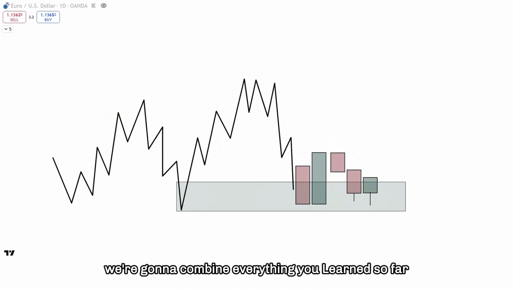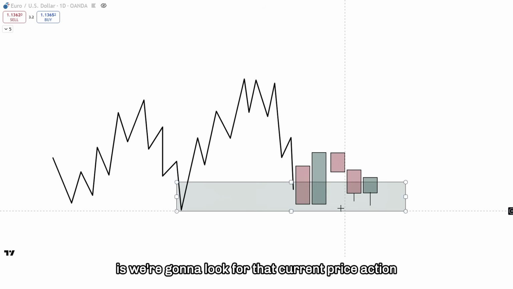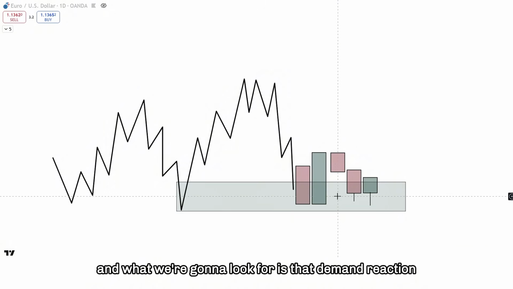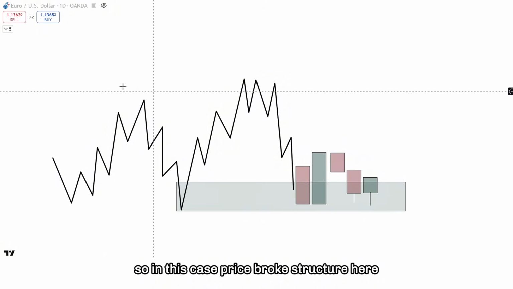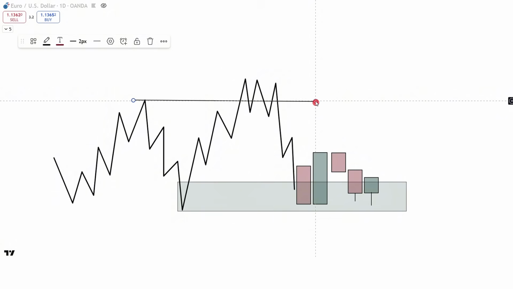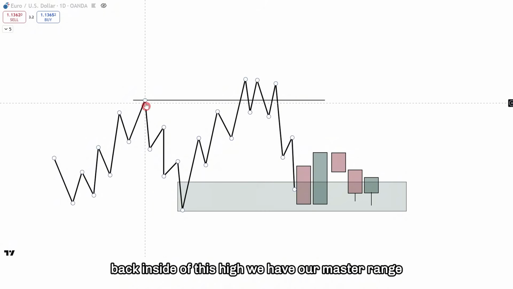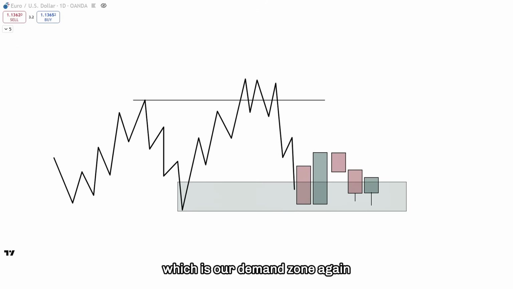Now, what we're going to do is combine everything you learned so far. What we're going to look for mainly is that current price action, that current reference. And what we're going to look for is that demand reaction. Prior to this, we want to make sure we are in a master range. So in this case, price broke structure here. And once price broke structure and closed back inside of this high, we have our master range. And now price obviously retraced to an extreme zone, which is our demand zone again.